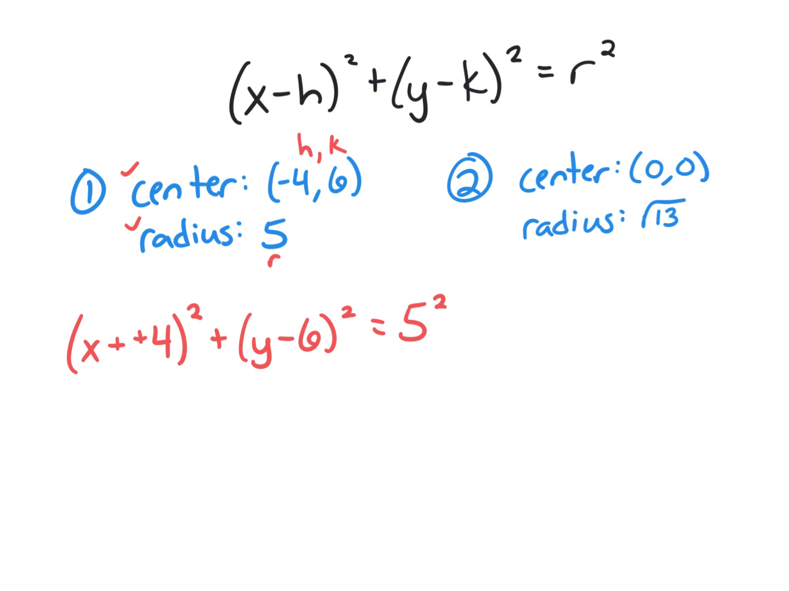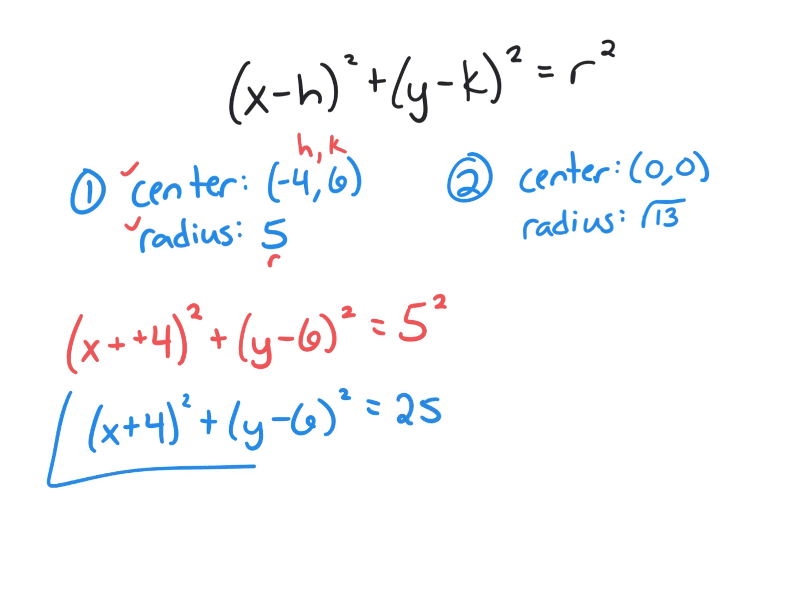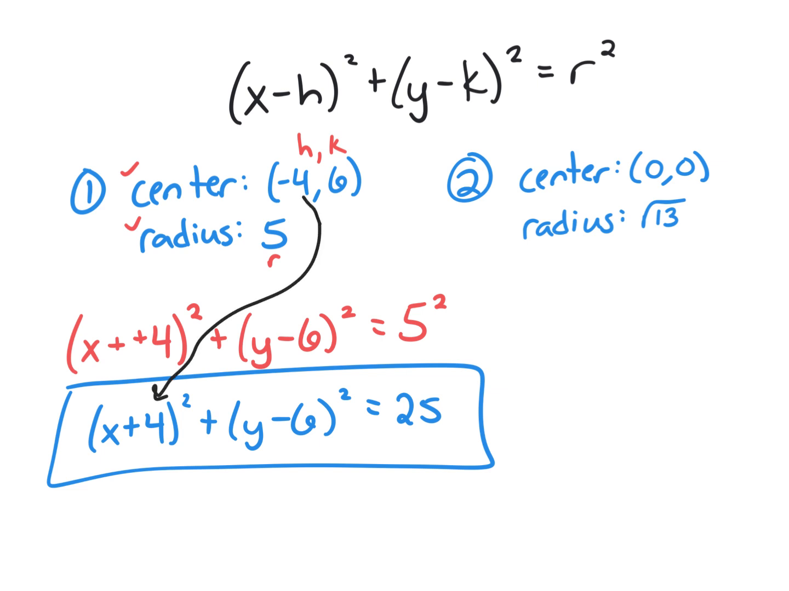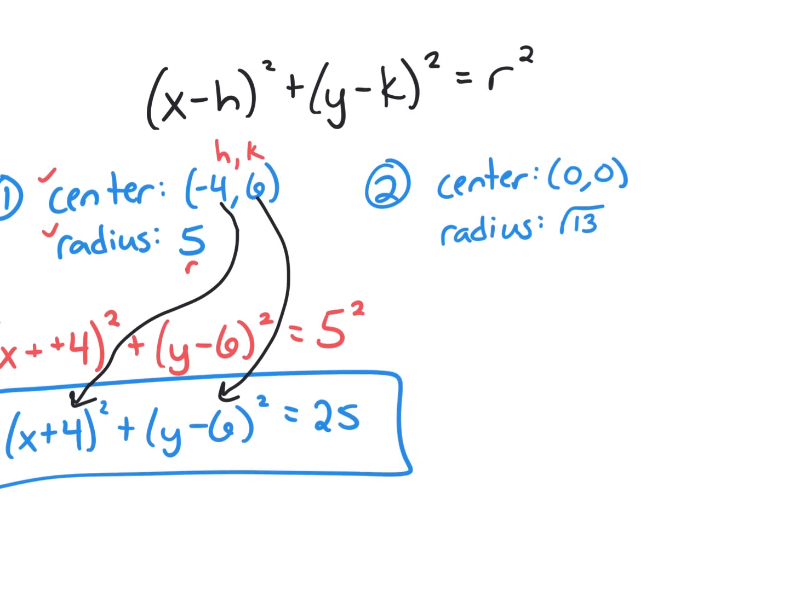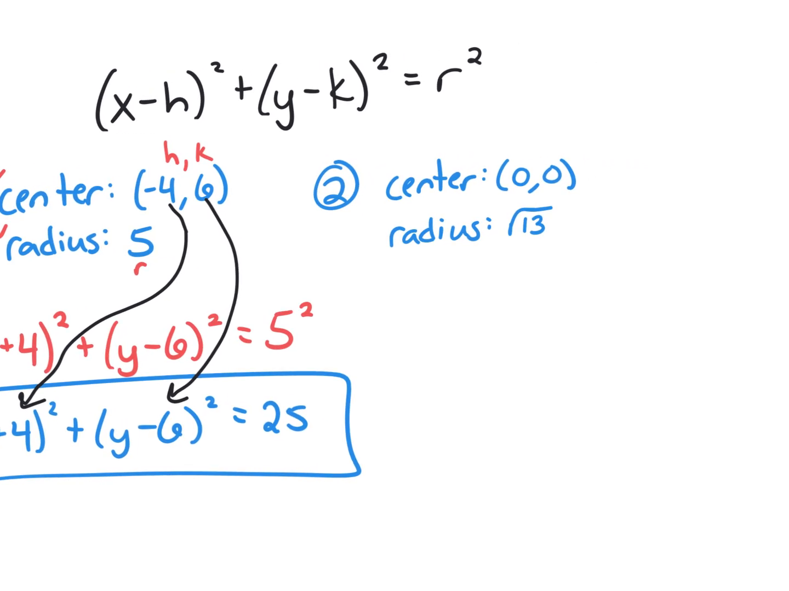So then simplify. You can do all of this in one step, but since it's our first time, I'll walk through it. And then what's 5 squared? 25. This is your equation of that circle. Okay, so again, notice we talked about this at the beginning, that the center switches signs. Okay. All right. What about number 2 here?